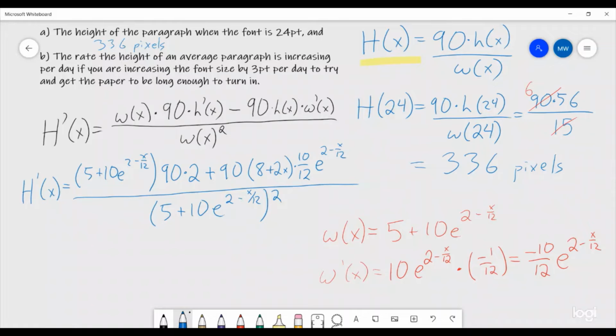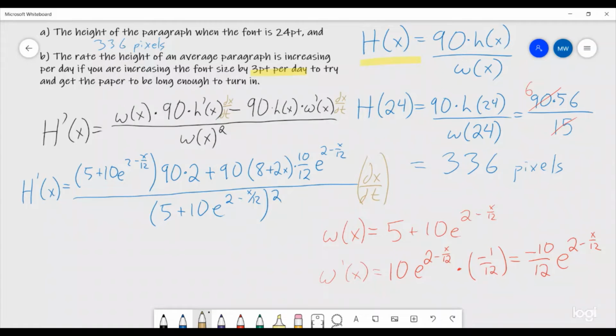We are increasing the font size 3 points per day. Now, each of these has a dx dt in it, because this 3 points per day, that's telling us how fast x is increasing. So, if we were to fix those pieces in here, we'd have h prime of x dx dt right there, and a dx dt right here. So the entire thing has a dx dt at the end, so let's just stick that right here.